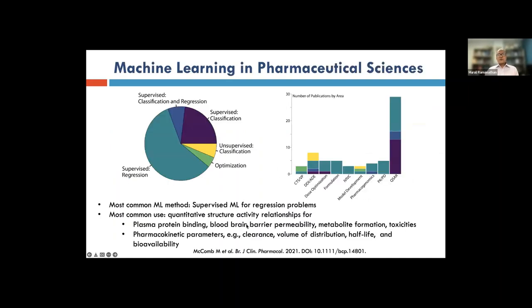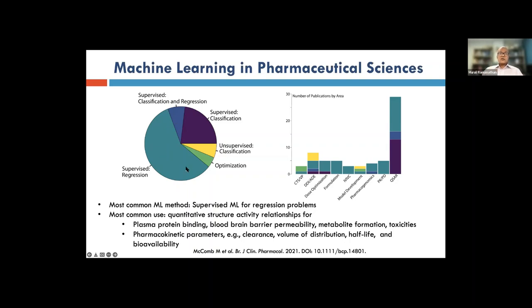So I want to put a look at the space of machine learning and AI, specifically from a framework of pharmaceutical sciences, by which I mean drug discovery and development and pharmacometrics. And you can see at the 10,000 foot level what the most common methods are that have been used in the literature. This is a little bit dated, it's 2021.